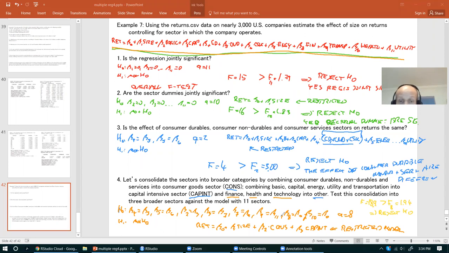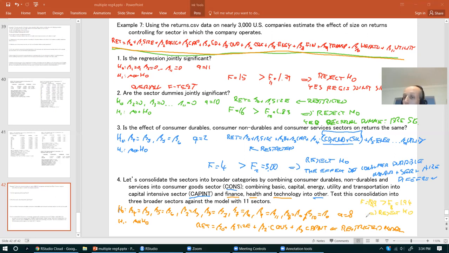So we reject H0, that we can consolidate these sectors into these broader categories. We should keep those fine categories and not consolidate them, because these restrictions are just not valid. The effect of consumer durables and non-durables is different. The effect of technology and health is different from the effect of finance and basic and so on. So we should not be consolidating those sectors.